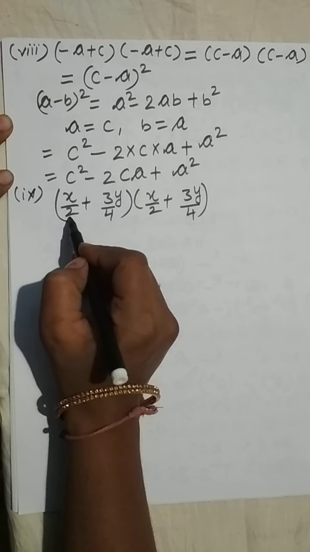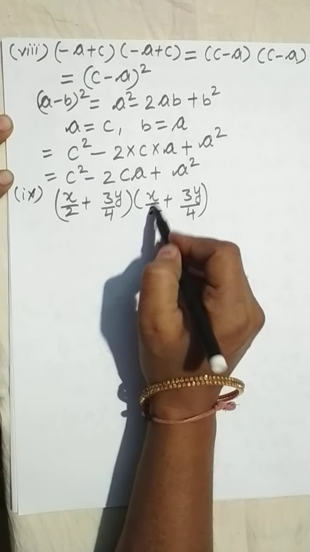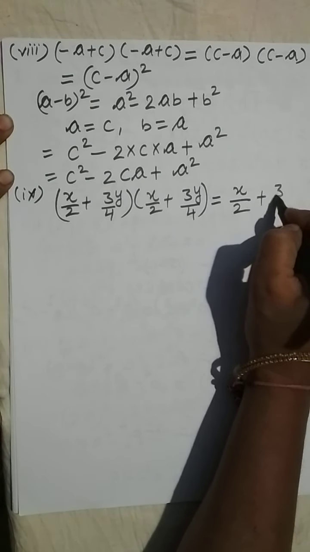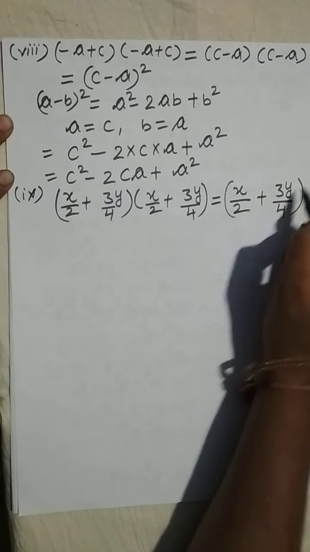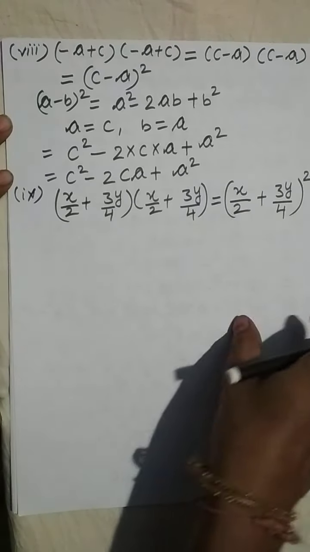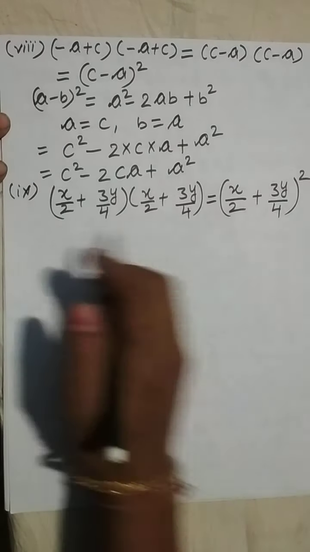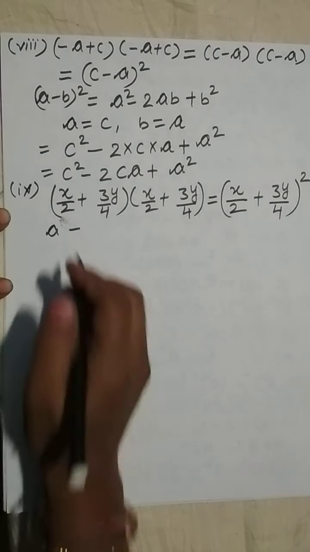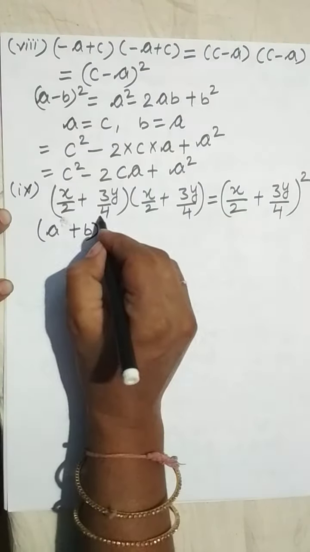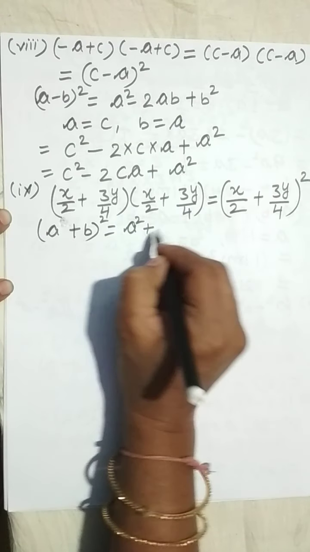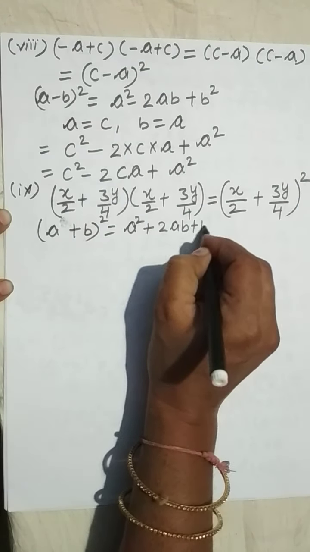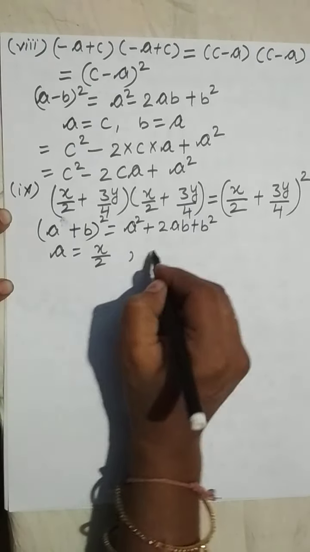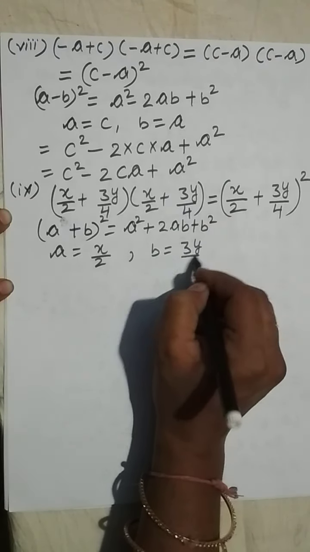Ninth part is (x by 2 plus 3y upon 4) into (x by 2 plus 3y upon 4), which can be further written as (x by 2 plus 3y upon 4) square. Now this is the type of (a plus b) whole square, which is equal to a square plus 2ab plus b square. Now compare the values of a and b. a is equal to x by 2 and b is equal to 3y upon 4.